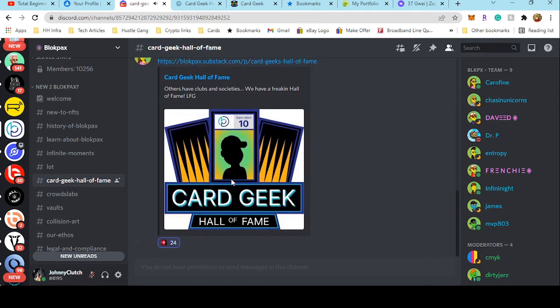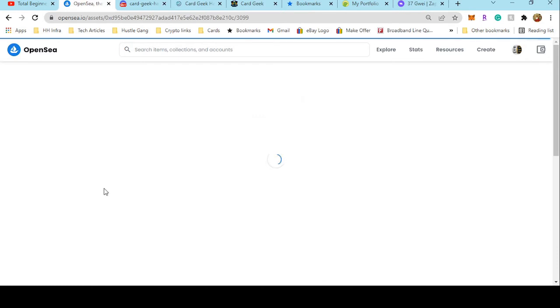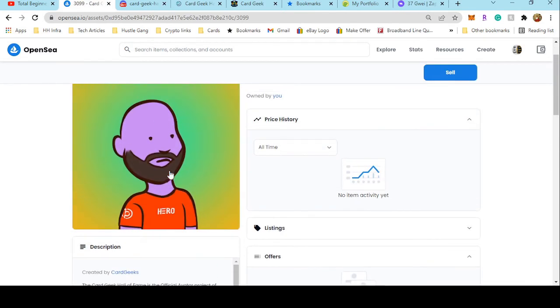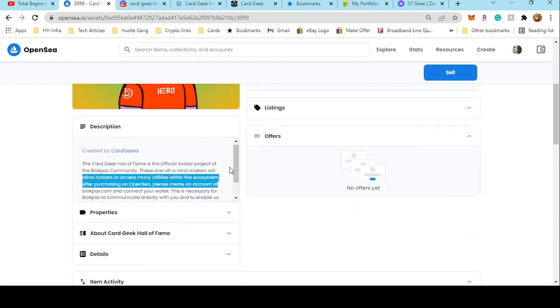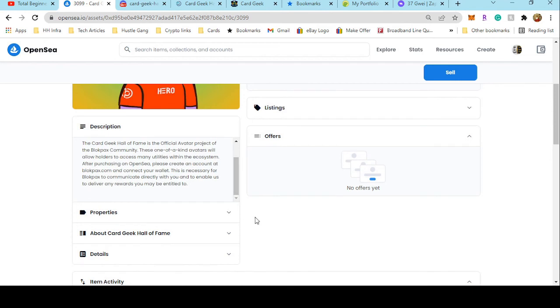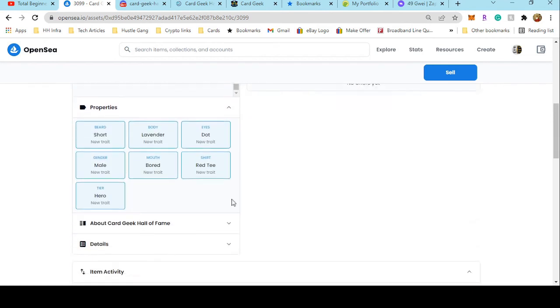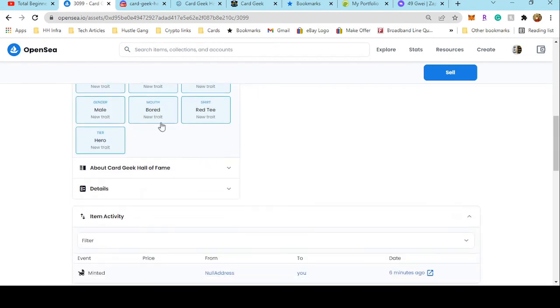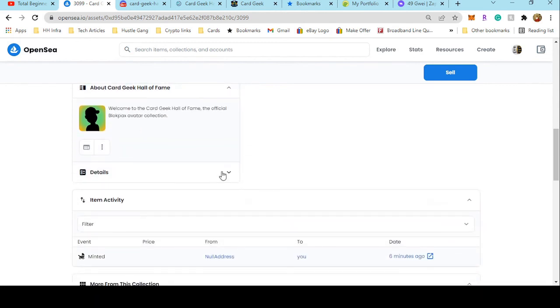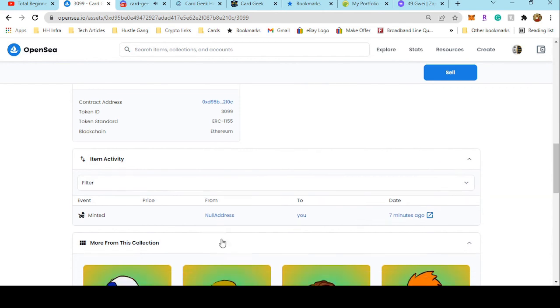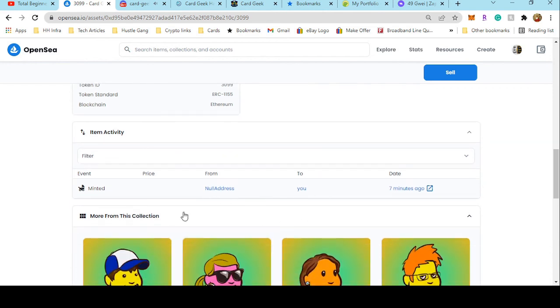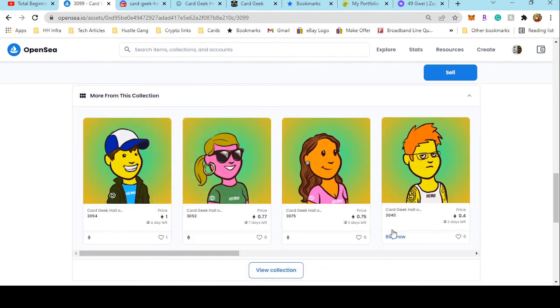At any rate, I'm your main man, Johnny Clutch Cards. Let's see our Card Geek one more time. My Card Geek, he looks smooth. He almost looks like me. I wish I could get the whole Fu Manchu like he got popping. One of a kind avatar. We're just trying to see if there's anything additional to look at. It doesn't have a trait listing or anything like that, so I don't know if there's any kind of rarity involved. Thank God gas is low, so we'll take it.